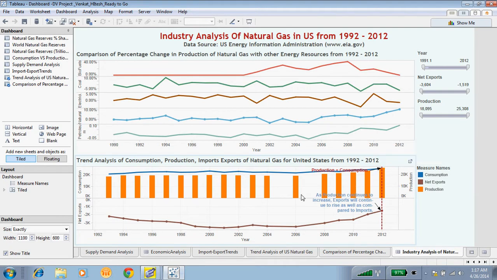If I wanted to enter into gas distribution, then natural gas would be a good opportunity for a new company to enter into this field. So those are the various inferences we can get out of these dashboards. Thank you.